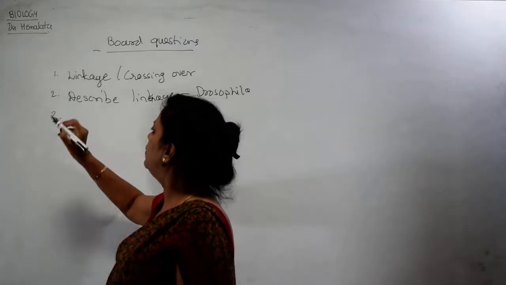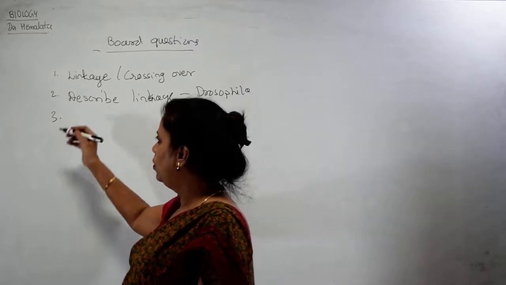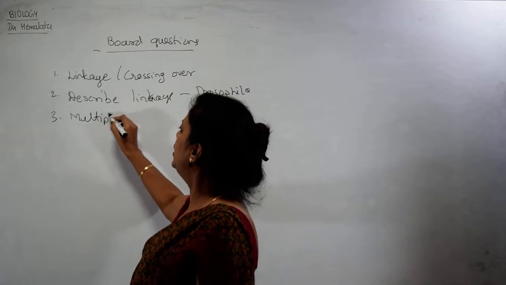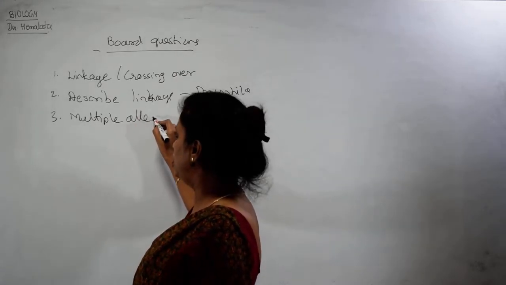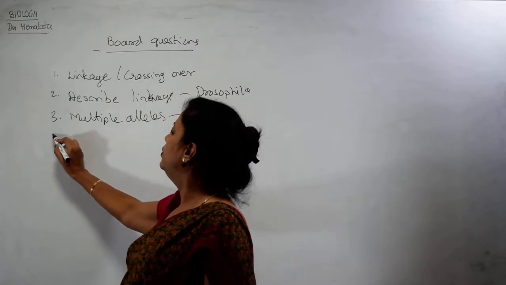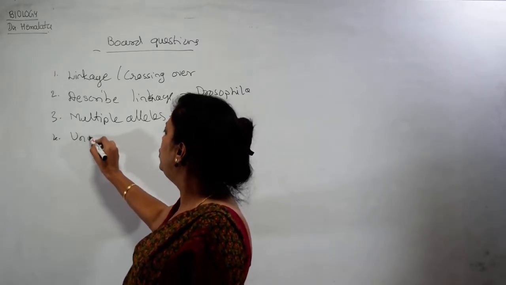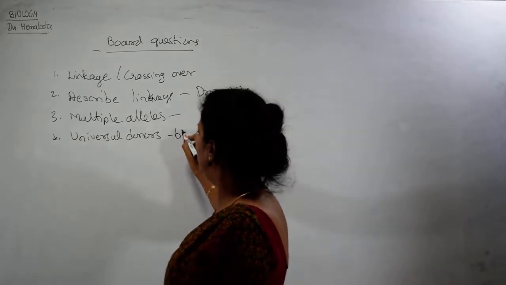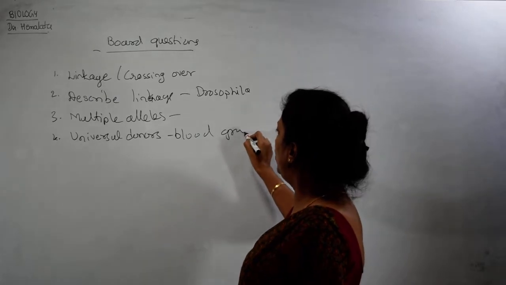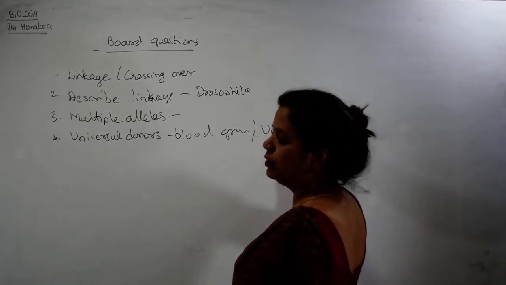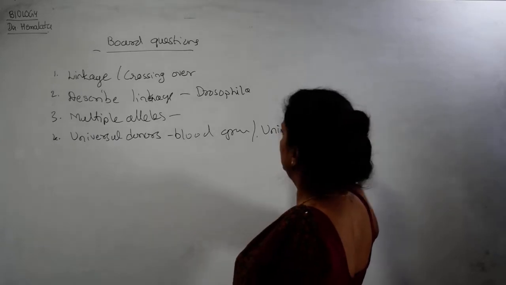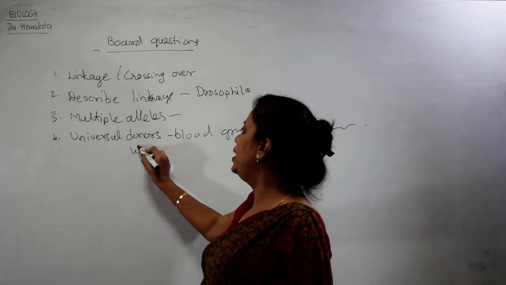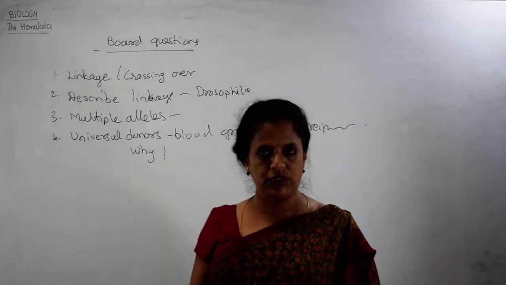Then the third one, I gave you about the blood groups, that is under multiple alleles. Define multiple alleles. You have to write the definition of multiple alleles. Then the fourth one, you may get who are the universal donors in the blood groups and who are universal recipients. Okay, universal donor blood group and universal recipient blood group, and why are they called so? That's an important question, right?